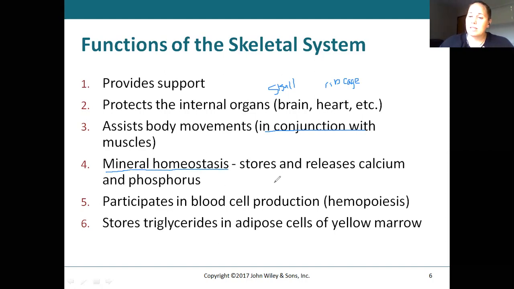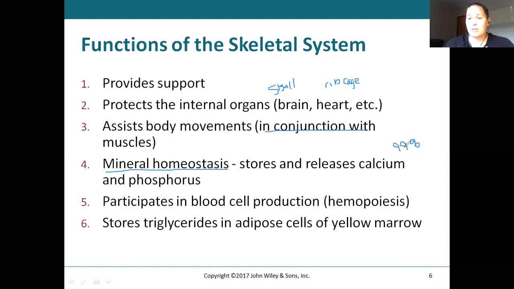So it stores and releases calcium. If you remember when we talked about vitamin D and how vitamin D is absorbed through the skin, it plays an important role in calcium in the body. So this is, again, where that interaction is going to take place, and you're going to have the release of calcium in the body. In terms of how much calcium is stored in the bone, I think it said in the textbook that 99% of the body's calcium is actually stored within bone. So it's a huge repository of calcium within the body.